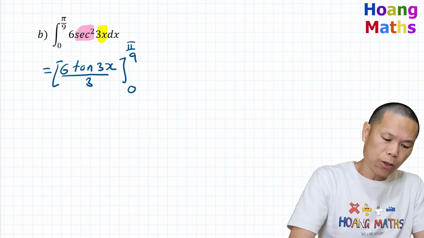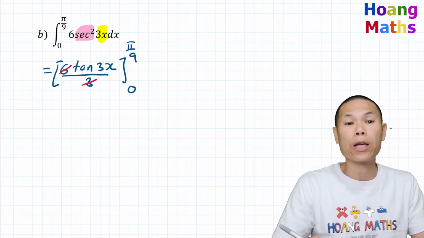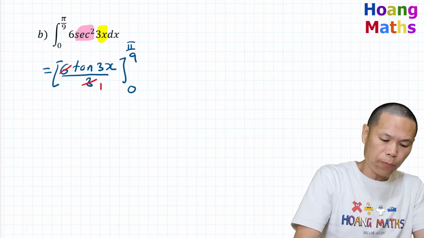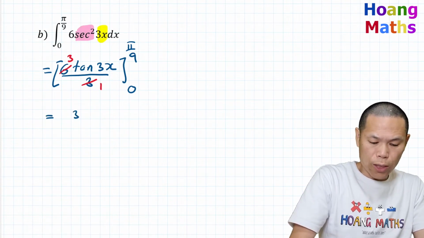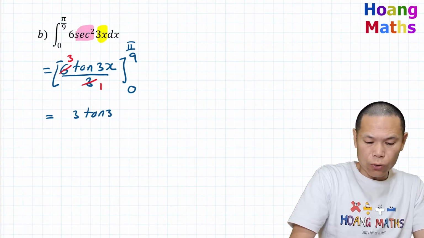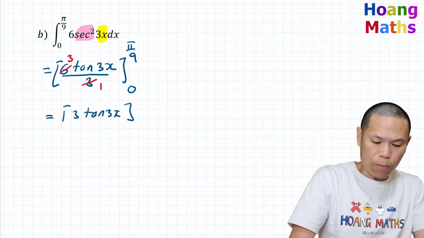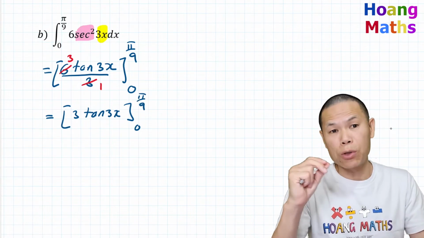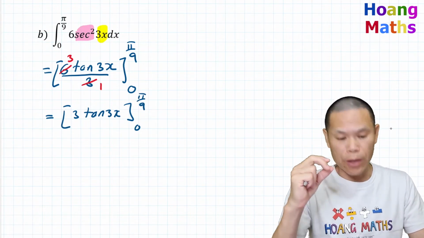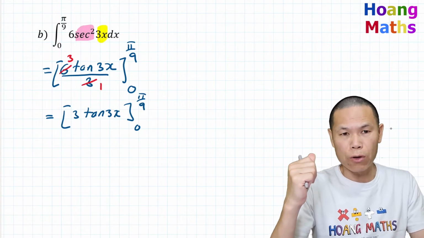So it makes it easier. 6 and 3 both can divide by 3. So that gives me 1, that gives me 3. So now this is equal to 3 tan of 3x from 0 to pi over 9. Now we just substitute pi over 9 in and minus 3 tan of 0, right?